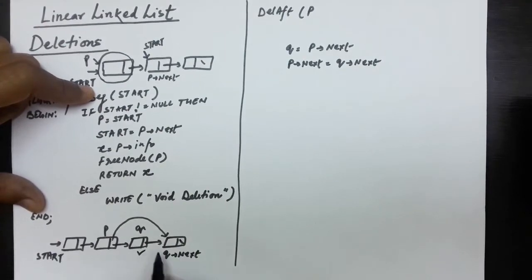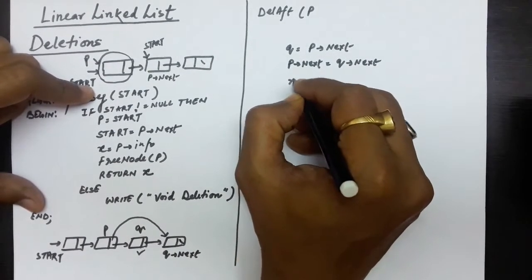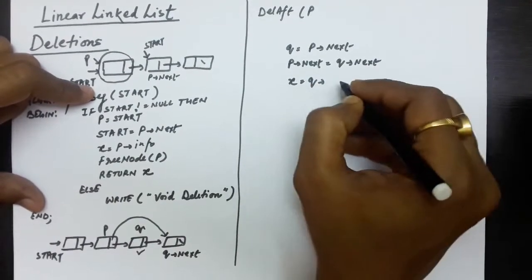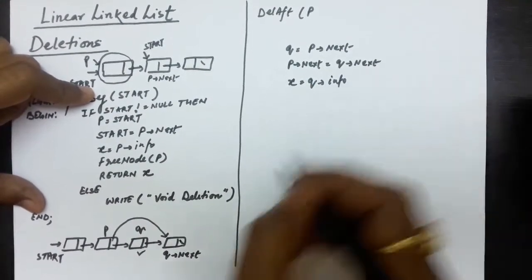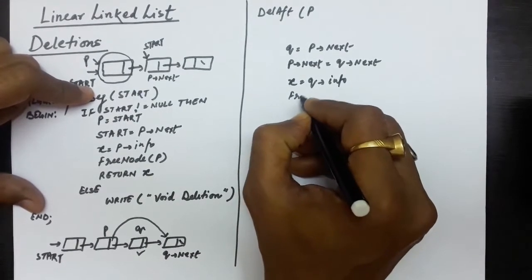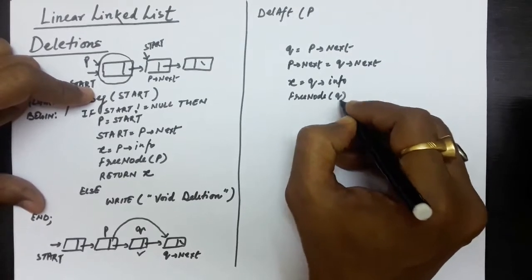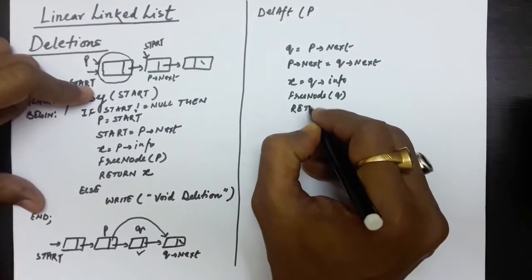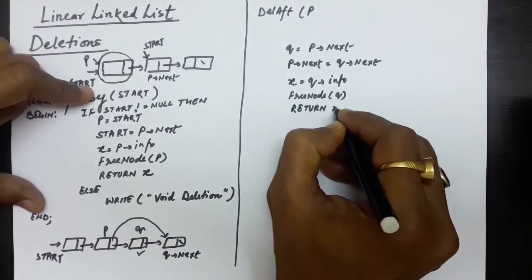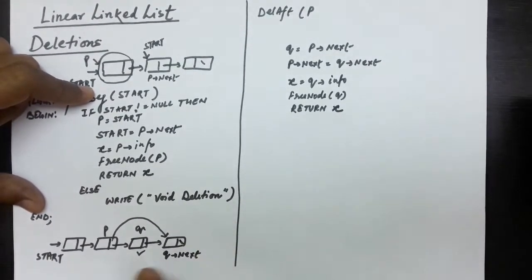After this, this Q node is of no use for us. Since it is of no use, we will store the information of this Q node in some variable X. After this, we will remove this node by calling the function freenode, and we will return the information content of this node, which is X.